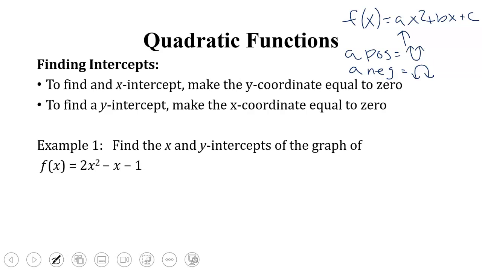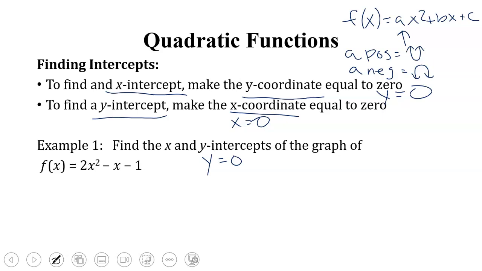All right, finding intercepts. To find the x-intercept, we're going to make the y-coordinate equal 0. To find the y-intercept, we make the x 0. They're opposite. So let's use the quadratic function below. For example 1, find the x and y intercepts. So for the x-intercept, let's first plug in y equals 0. That's the harder one. Remember, this is really our y, right?